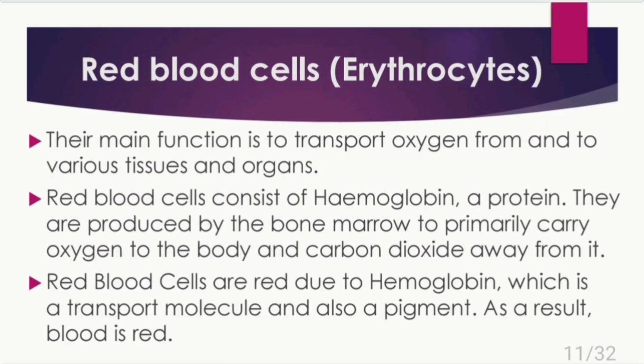Their main function is to transport oxygen to and from the various tissues and organs. Red blood cells consist of hemoglobin, which is a protein, and they are produced by the bone marrow to primarily carry oxygen to the body and carbon dioxide away from it. Red blood cells are red due to the hemoglobin, which is a transport molecule and also a pigment. As a result, blood is red.